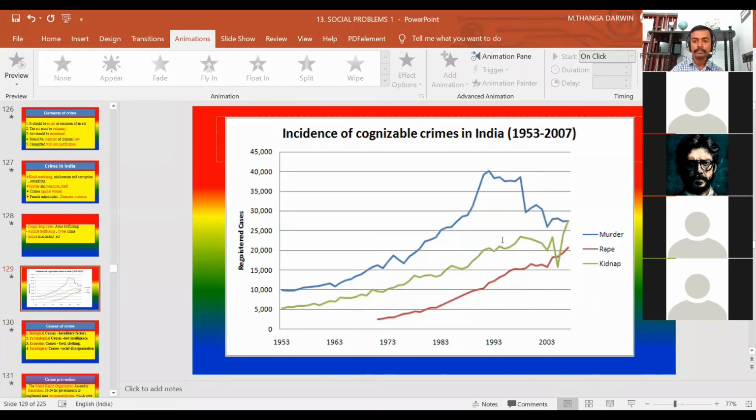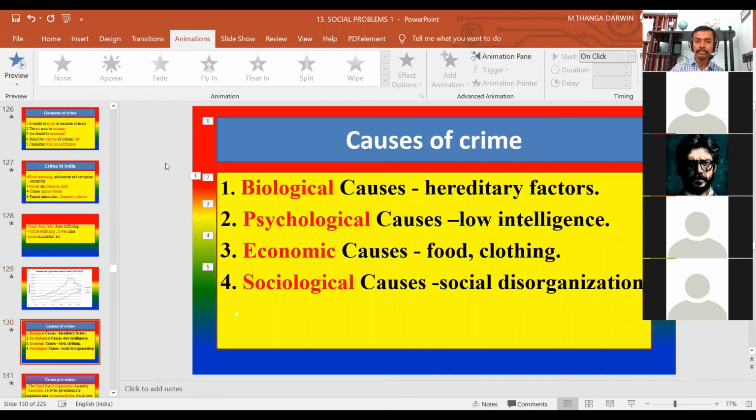Next. Look at this, one of the graphs: incidents of cognizable crime in India from 1993 to 2003. Murder had been reduced, but rape increased, and kidnapping also increased. So this is one of the graphs to understand crime in India.